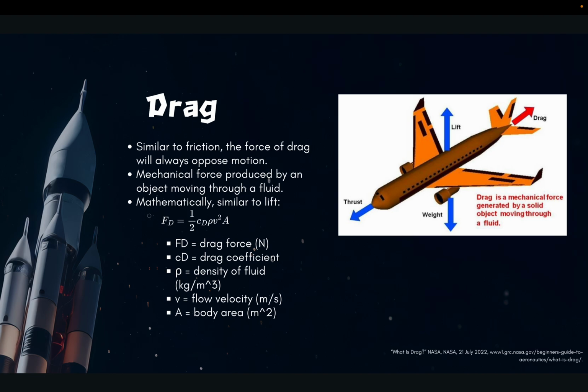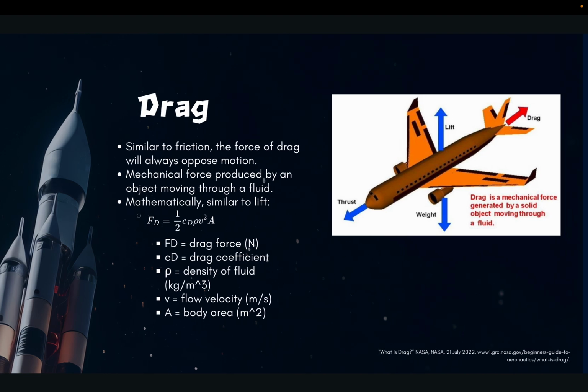The drag force is equal to the drag coefficient times 1/2 the density of fluid times the flow velocity squared times the body area. And we also notice that the equation for drag and the equation for lift are the same, except for the coefficient that we use, which is either the drag coefficient or the lift coefficient.